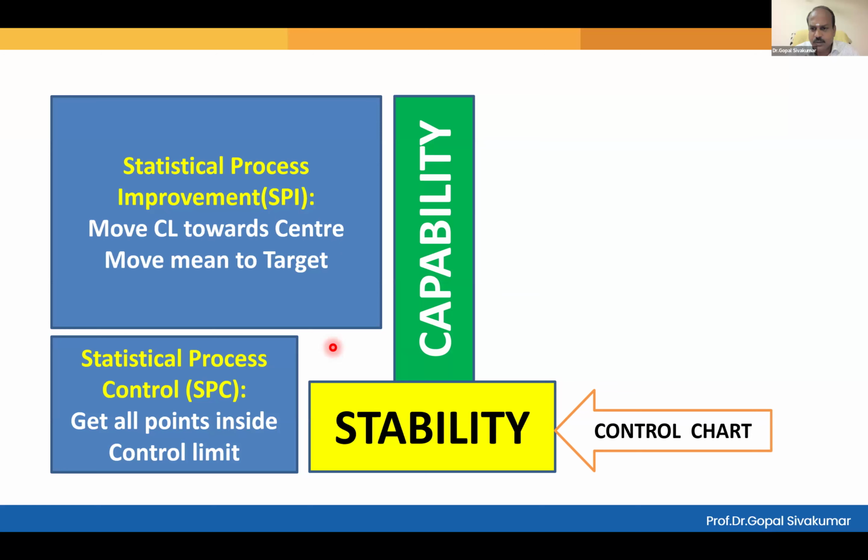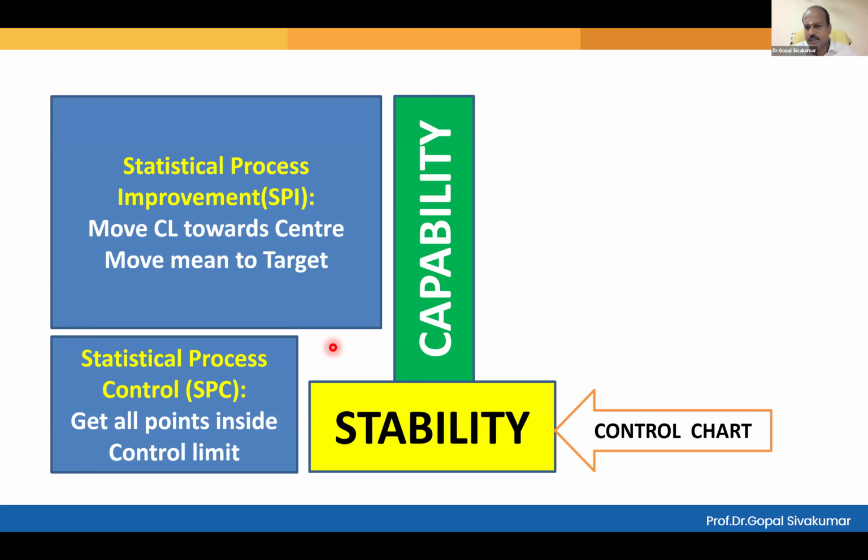Similarly, if the process is under control, now you improve the process. If you improve the process, you know what will happen? The control limit will start approaching your center line. If you further improve the process, you know what will happen? The control limit will start approaching the center line. That is an improvement, isn't it?